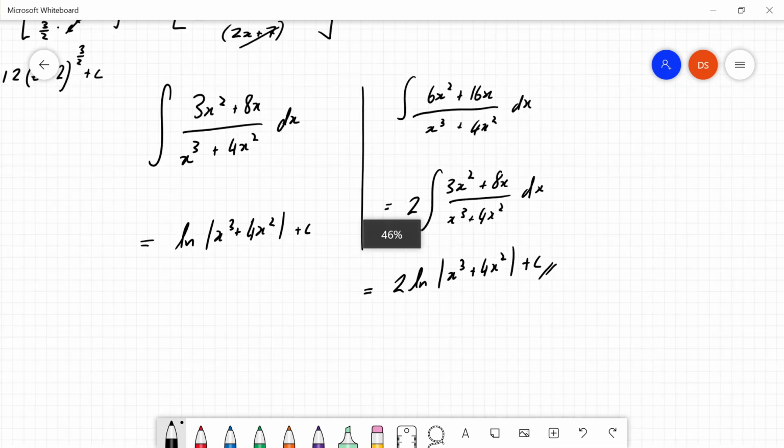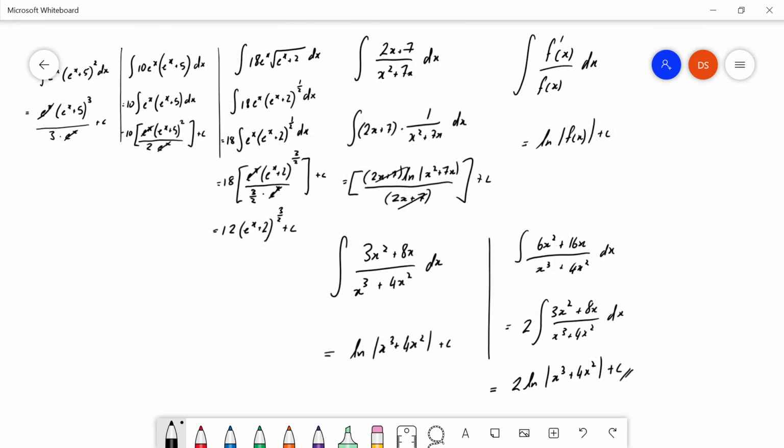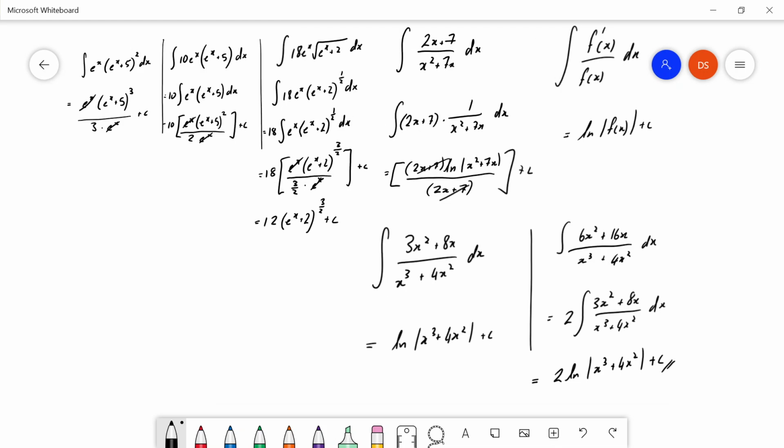Right? I hope this helps. So there's two ideas here. If the top is the derivative of the bottom, it's just ln the bottom plus c. And we also did some more of the reverse chain rule using exponentials.